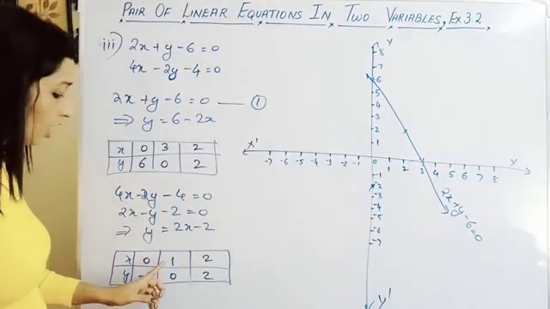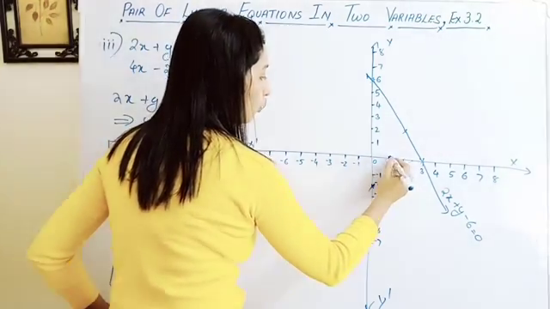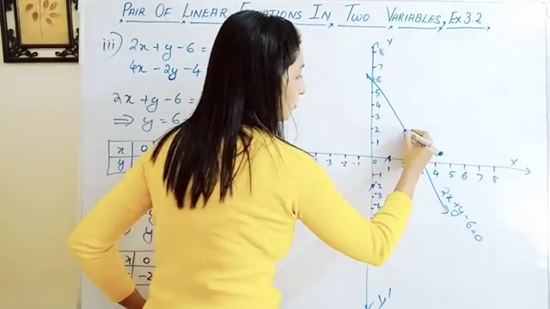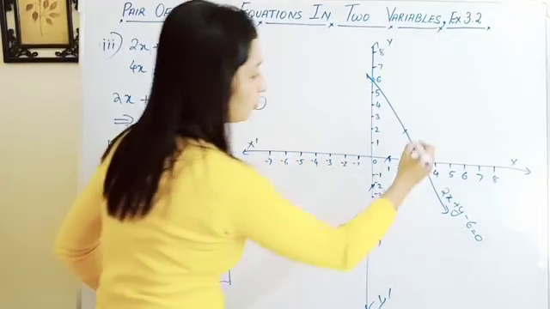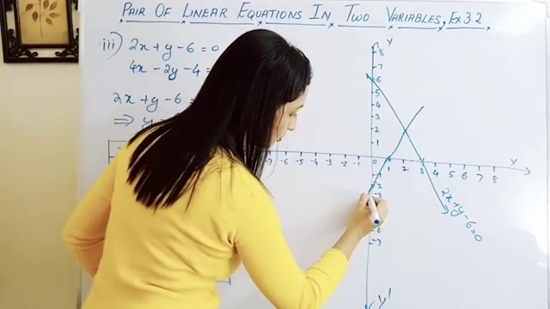This is a point (1, 0): 1 on x and 0 on y. So that's a point (2, 2). Again, we have the same point (2, 2). So now let's join the points to get a straight line, joining all these points.